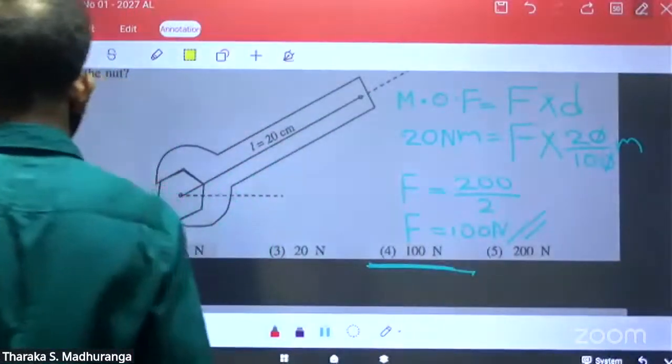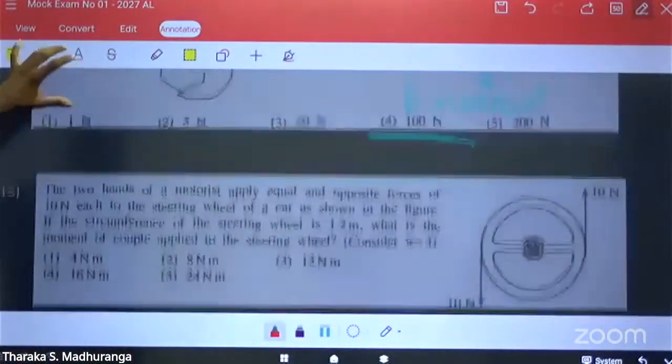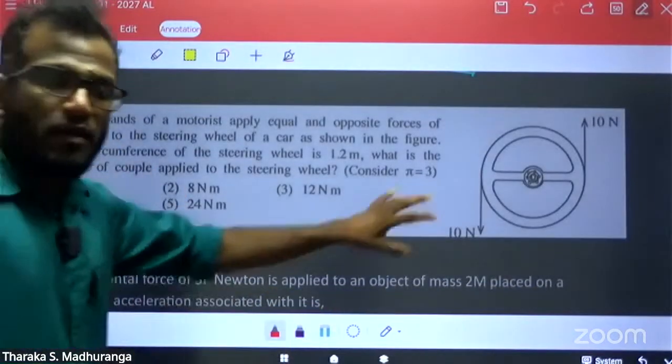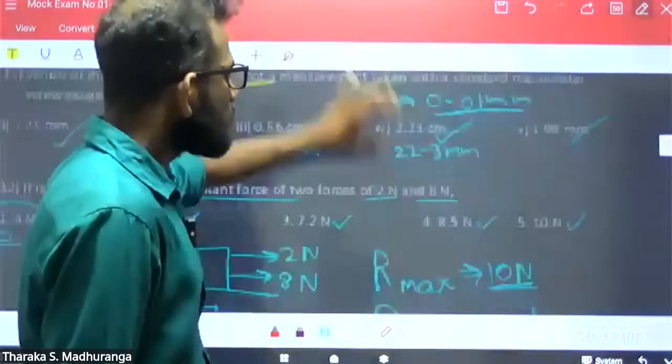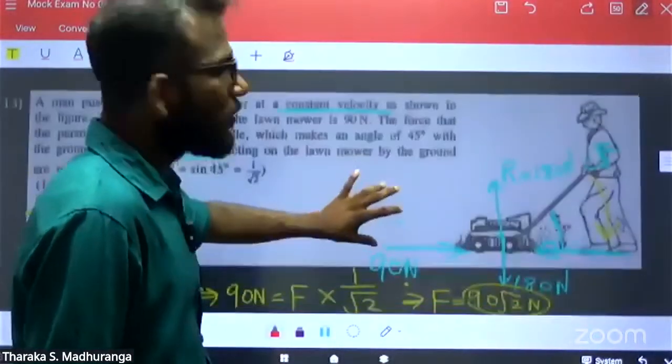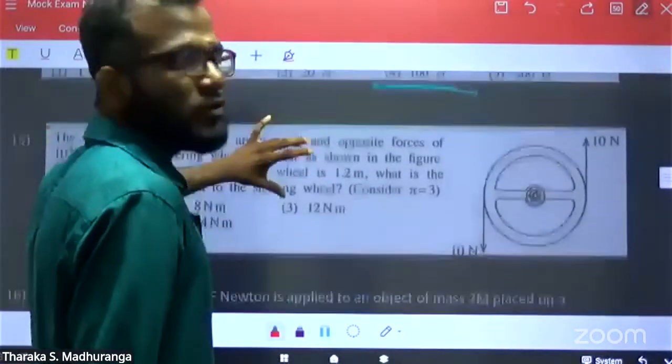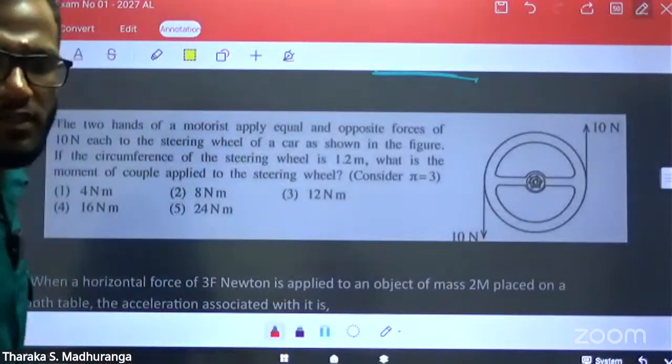Come to question number 15. This one is also a past paper question, from the fourth lesson, like question number 13 and question number 14.